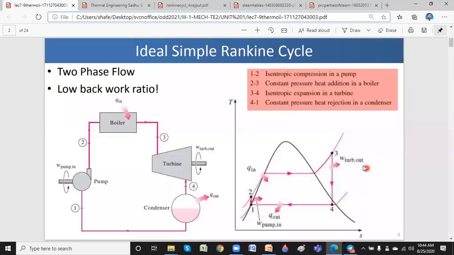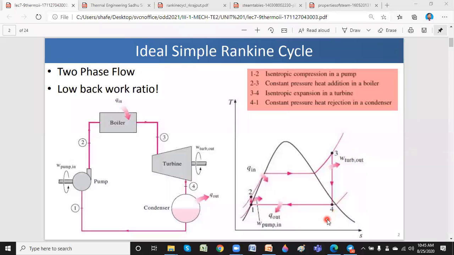Similarly, you see here. Now if I go for 1 to 2 in the pump, where is the process 1 to 2? 1 to 2 is isentropic compression of water in a pump. Now see this diagram here. The left-hand side is exactly the liquid side, and the right-hand side is what you call the dry side or dry line. You see here the dry line. This is the temperature-entropy diagram.